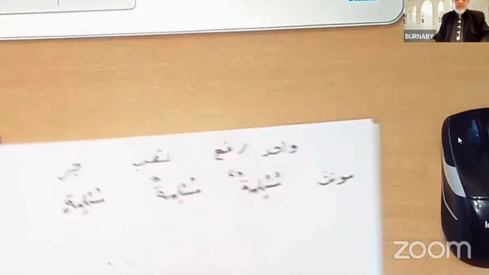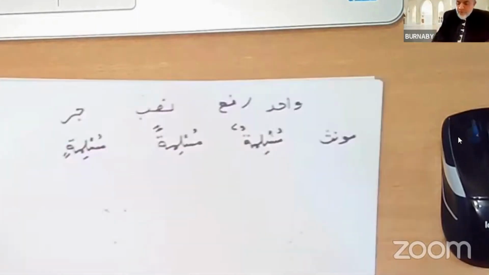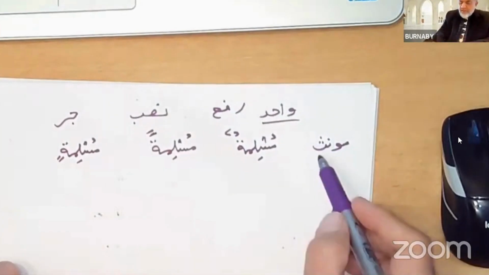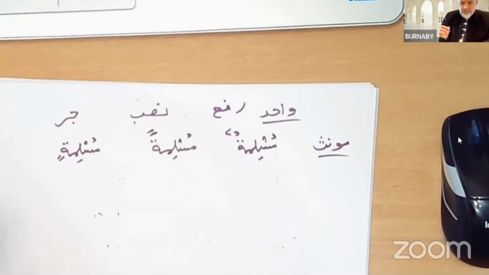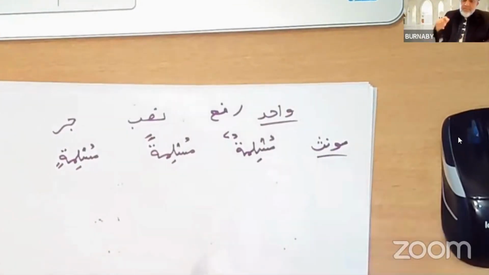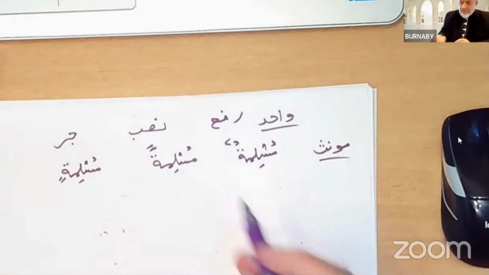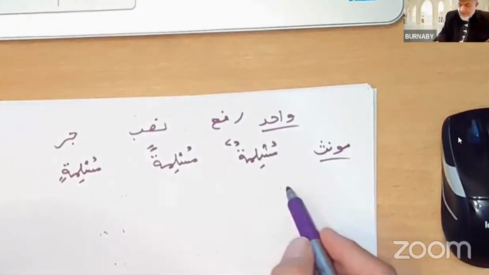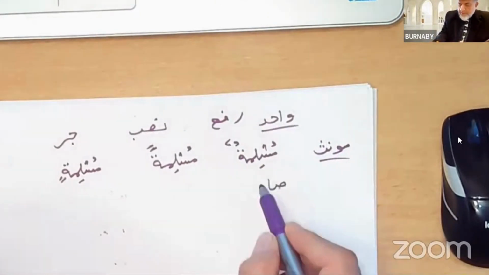Now, did you have any issues finding the status once you knew it was Wahid? No, because the gender did not matter that much. The gender will matter when we go to Jama Salim Mudakkar and Jama Salim Muannas, because they have the Una sound and the Atin sound, right? Okay, good.